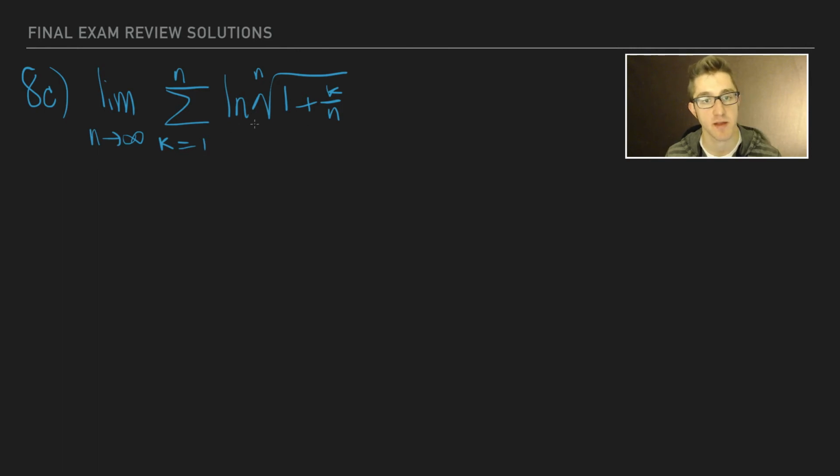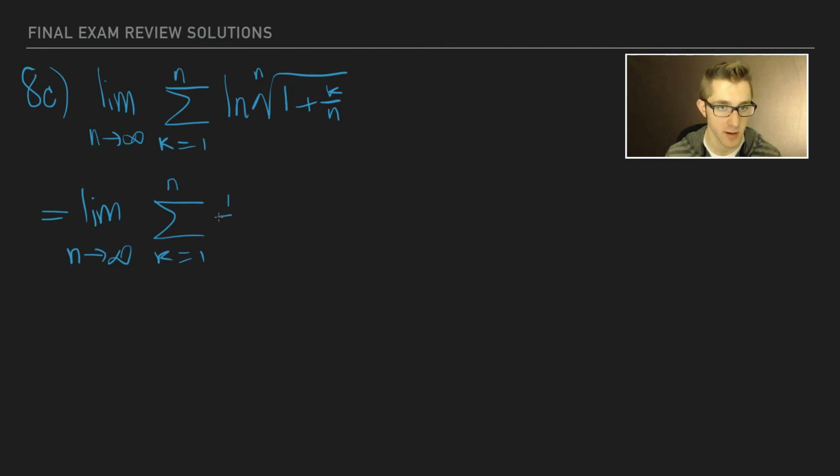Instead, the first thing you might think to do is to use some logarithm rules to simplify the summands here. So we have the limit as n goes to infinity of the sum from k equals 1 to n. This nth root I write as an exponent, right? I can write it as 1 plus k over n to the 1 over nth power. And since there's a natural log here, I can write 1 over n times the natural log of 1 plus k over n.